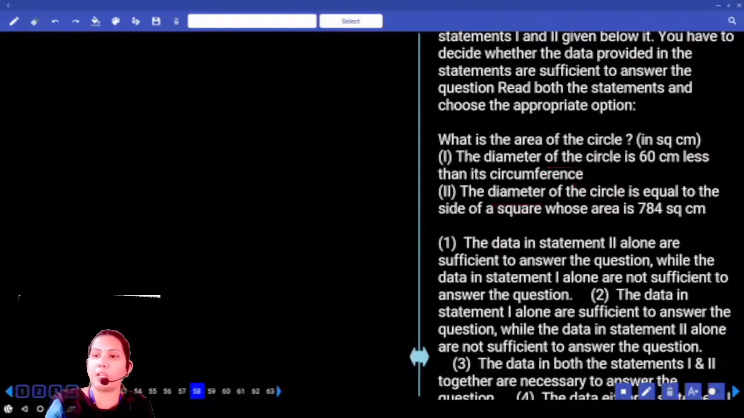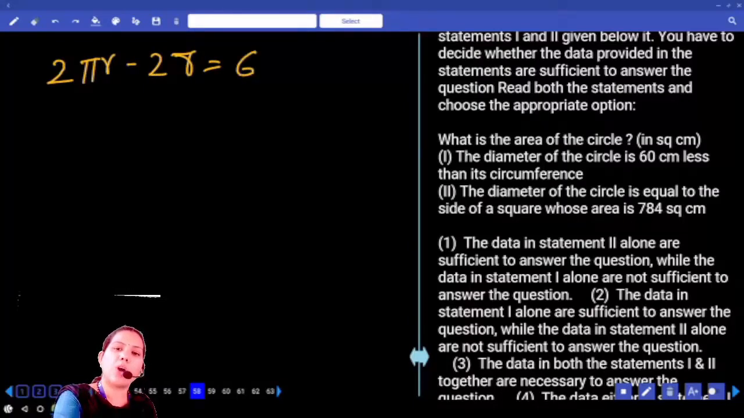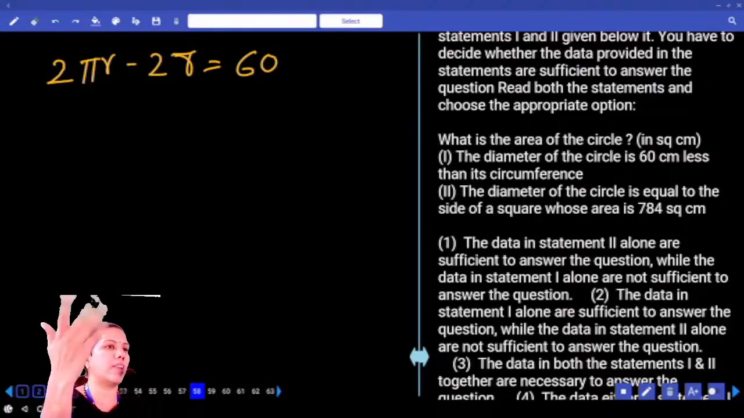Next question number 58. What is area of the circle formula? Pi r square. What is circumference of the circle? What is diameter of the circle? 2 r. Statement 1. The diameter of the circle is 60 centimeters less than the circumference of the circle. What is circumference? 2 pi r. Diameter is how much less? 60 less. How many variables here? One variable. Pi is a constant. So we have only one variable r. By using first statement we can find r. If you know r value, definitely we can find area of the circle.